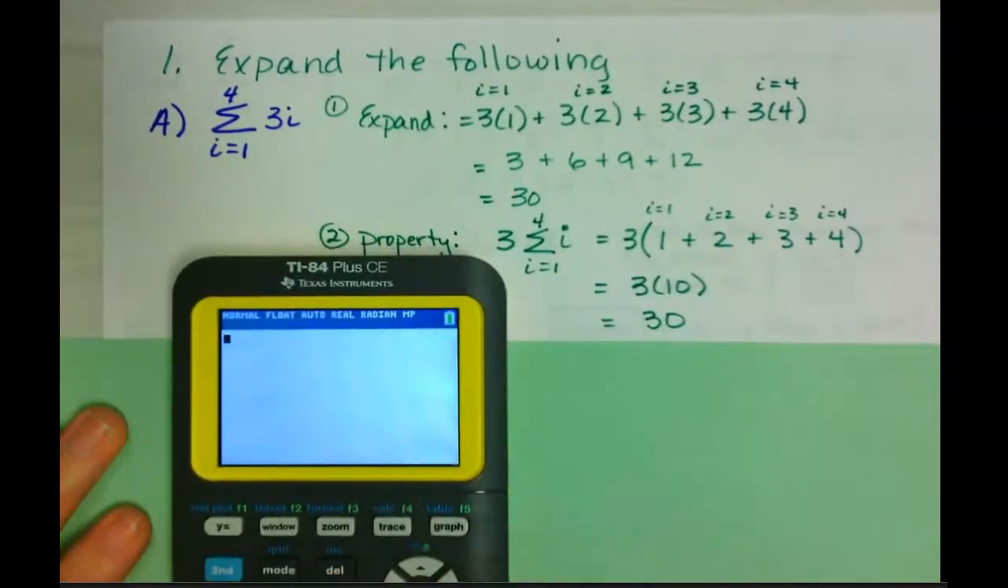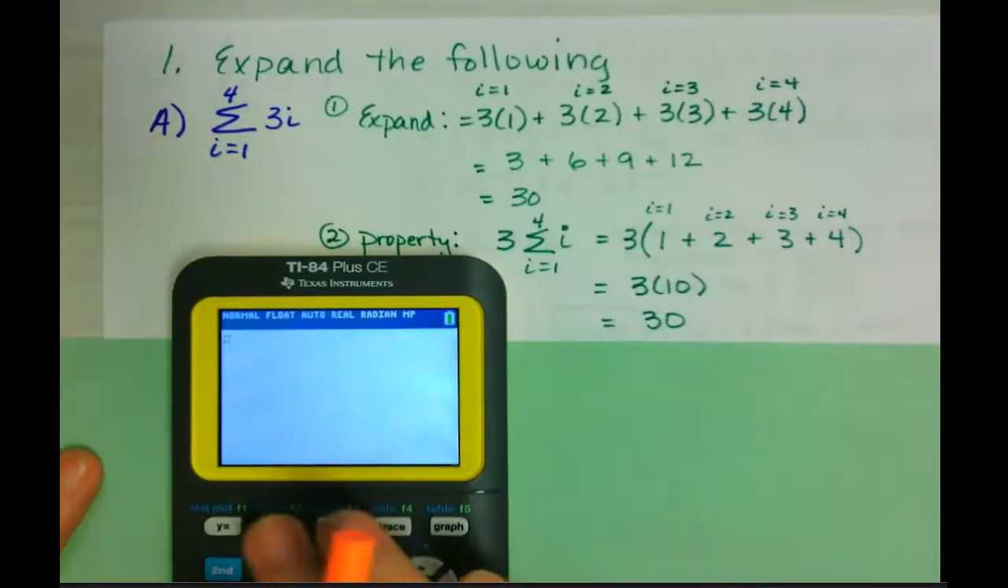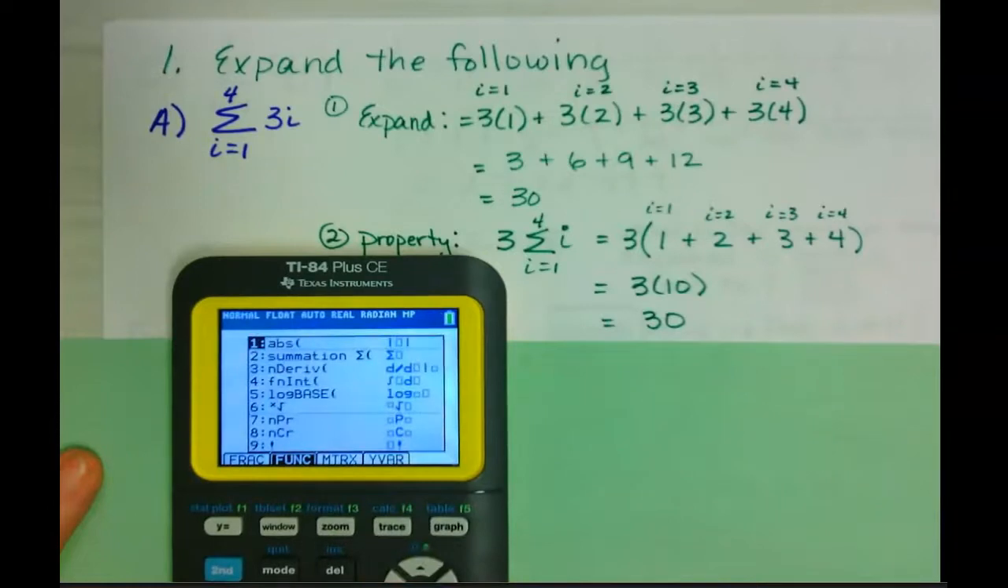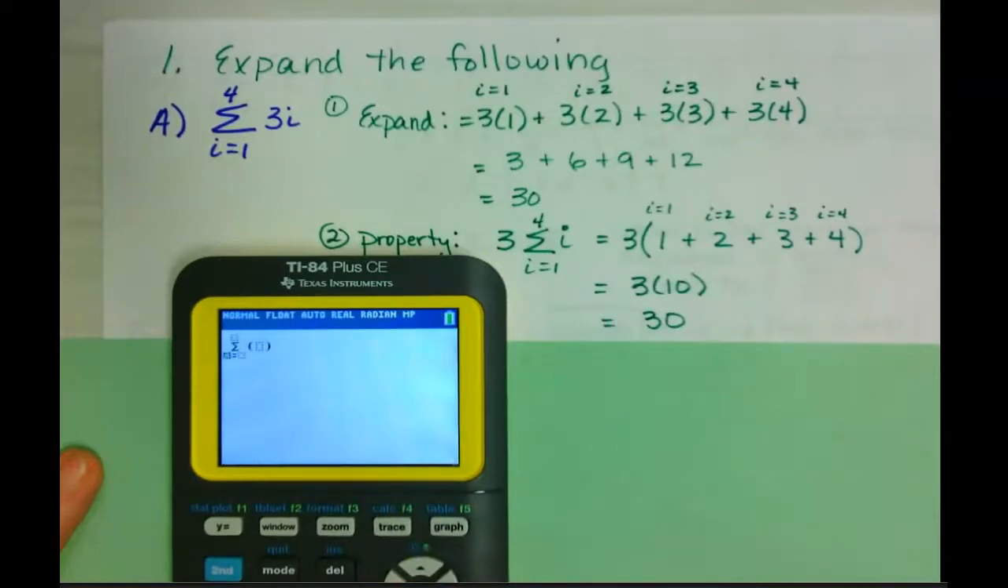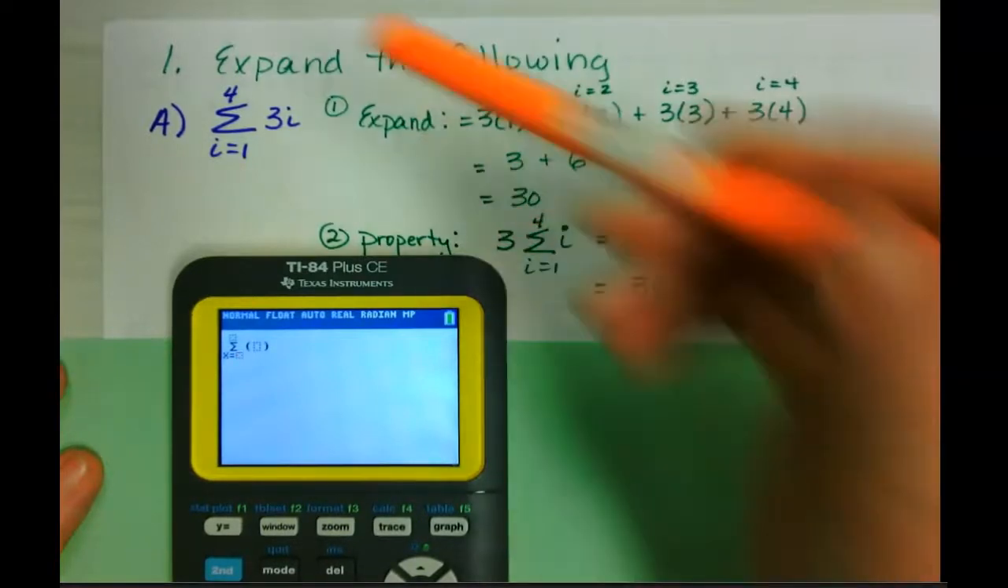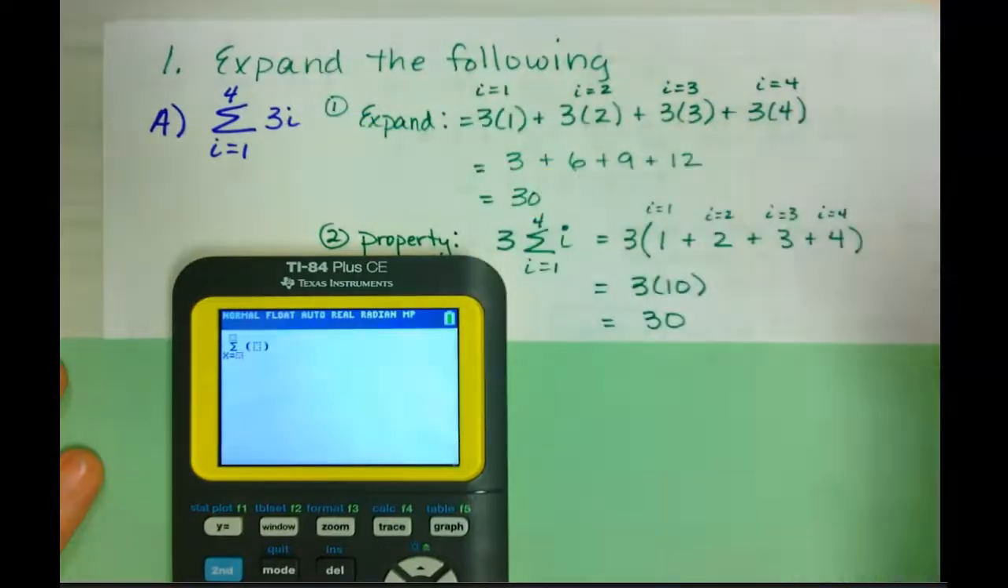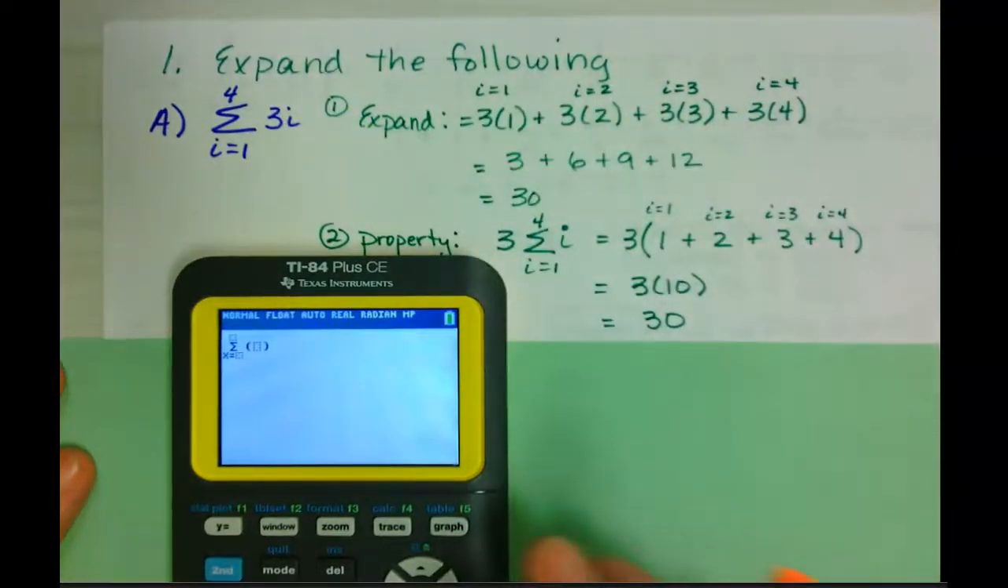So if I do this same problem on the calculator, there are a couple of ways to get to the sigma notation. I typically just do alpha window, and summation is choice 2. So you can pick that and you get your template. Since we're using the calculator, I'm going to make my index letter be X. Your index letter should match up with whatever you're using in your sequence, but it could be any letter. And then I'm going to have a lower bound of 1 and an upper bound of 4. And then I'm going to put 3.